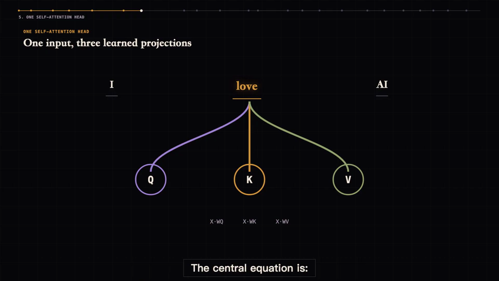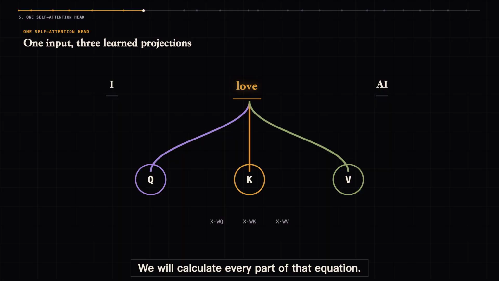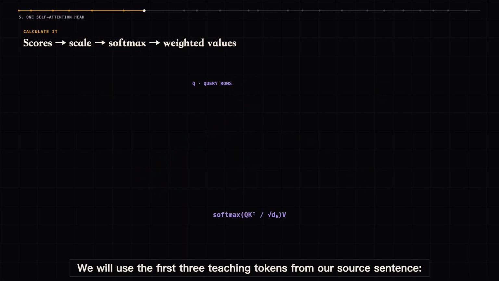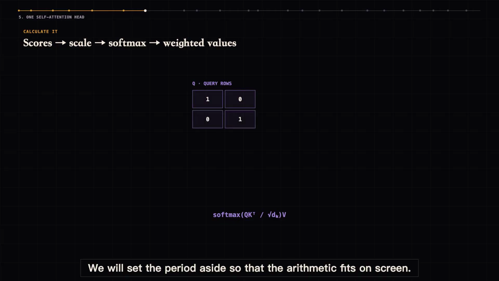The central equation is attention of Q, K, V equals softmax of Q, K transpose divided by the square root of dk, multiplied by V. We will calculate every part of that equation. We will use the first 3 teaching tokens from our source sentence, I, love, and AI. We will set the period aside so that the arithmetic fits on screen.